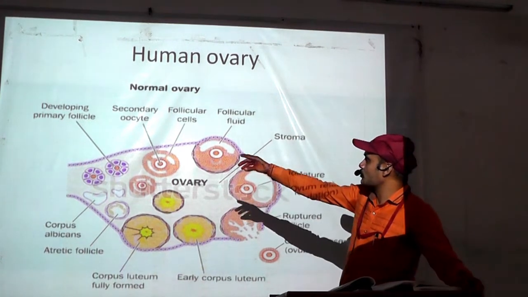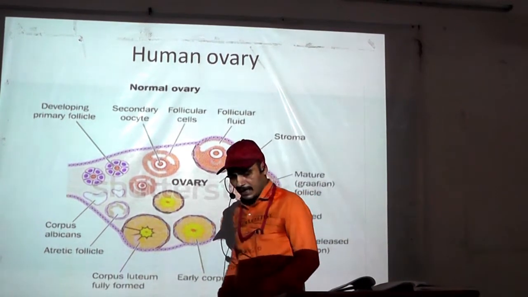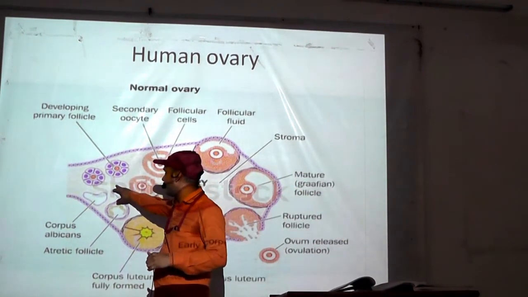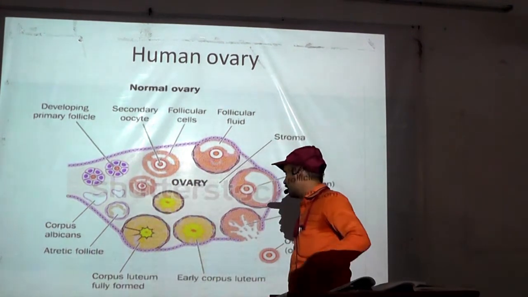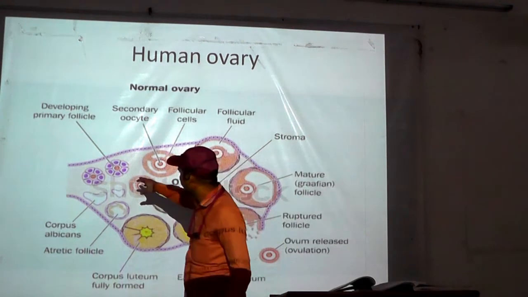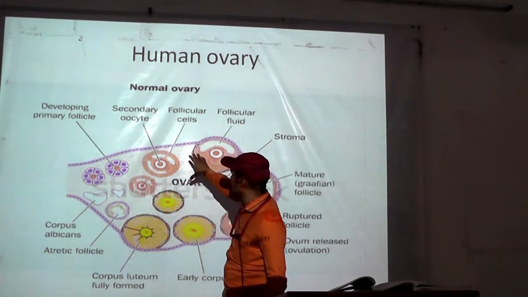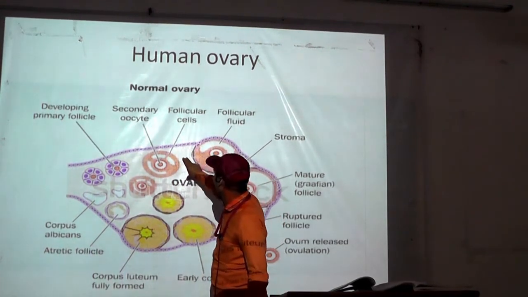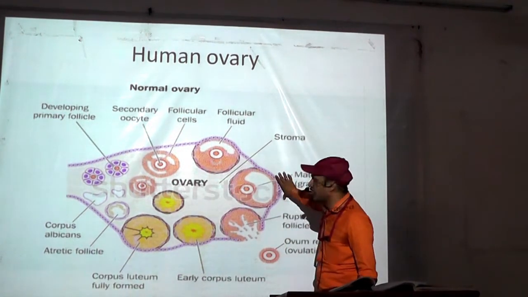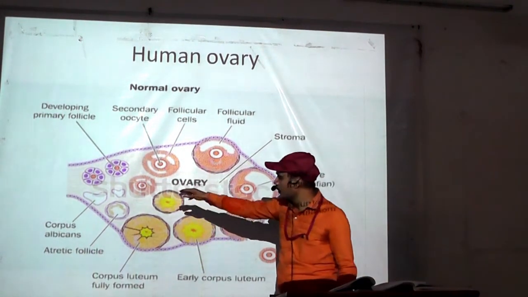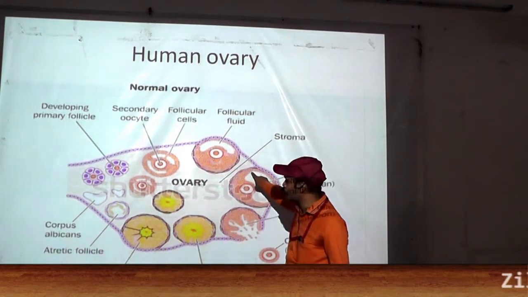So many primary follicles are present. In the first slide, these are the primary follicles. There are millions of primary follicles present in the human ovary. One of these primary follicles is developed into the secondary oocyte. That is, the primary follicle develops into a secondary follicle, then into a secondary oocyte, that is the Graafian follicle, and ovulation takes place. So these are the various steps which take place during one menstrual cycle.